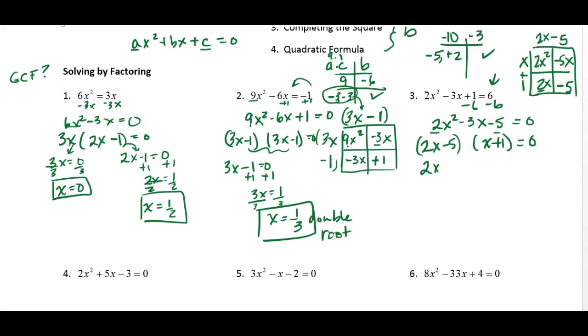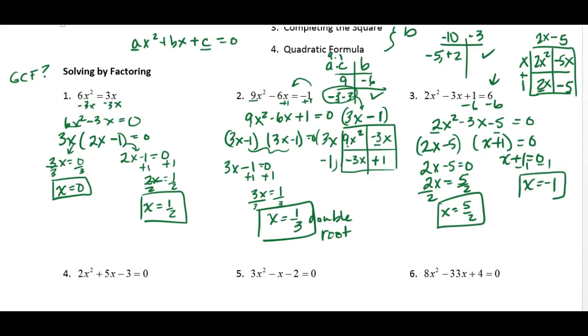So then I set each factor equal to 0 and solve it for x. So this is 2x equals 5, divide by 2, x equals 5 halves. So negative 1, so x will equal negative 1 here. So there's my 2 solutions for those 3.